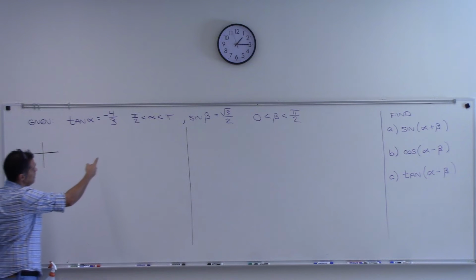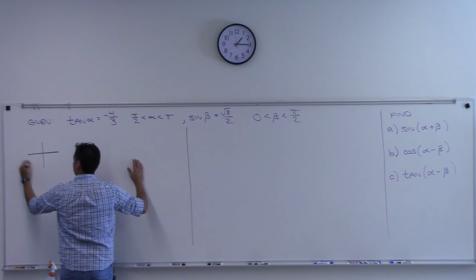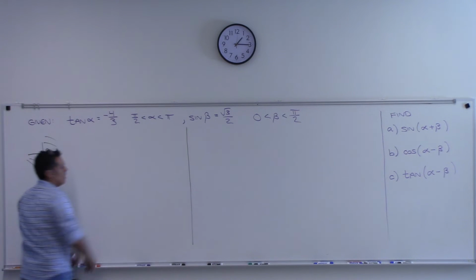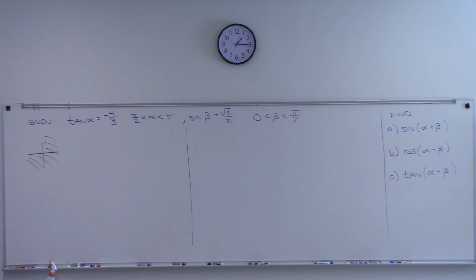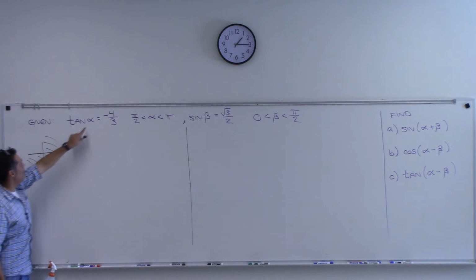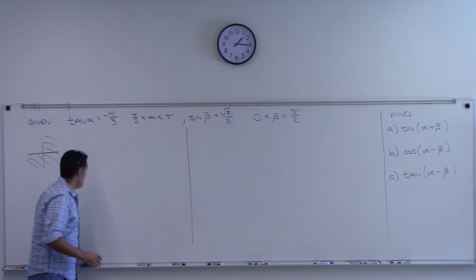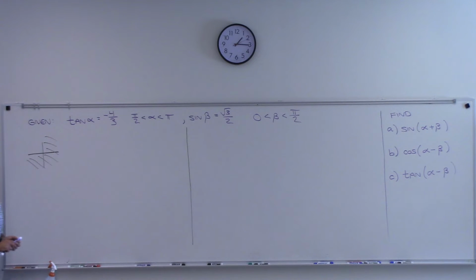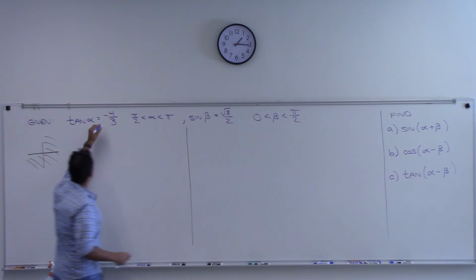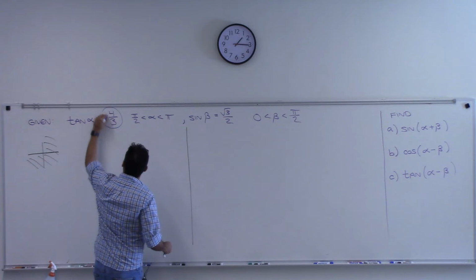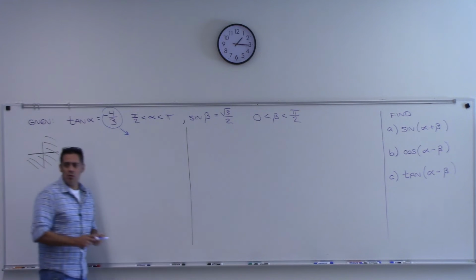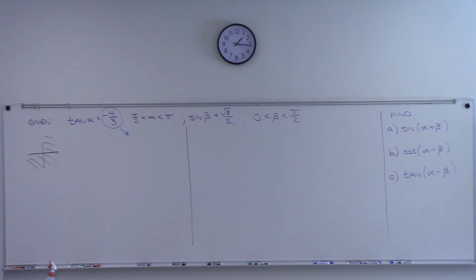Well, I'm between pi over 2 and pi, right? So that puts me in the second quadrant. This angle, alpha, is in this quadrant. And I've given the value of tangent. Tangent, by definition, is which coordinate over which coordinate? Y over x, right?